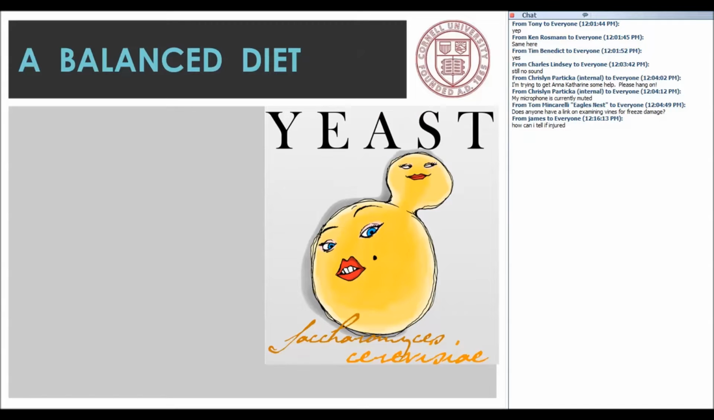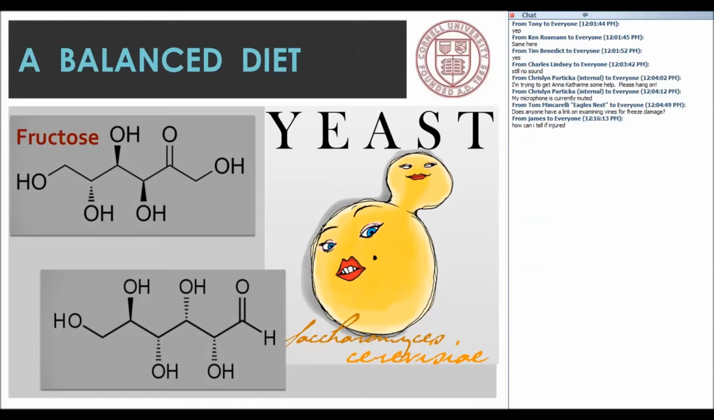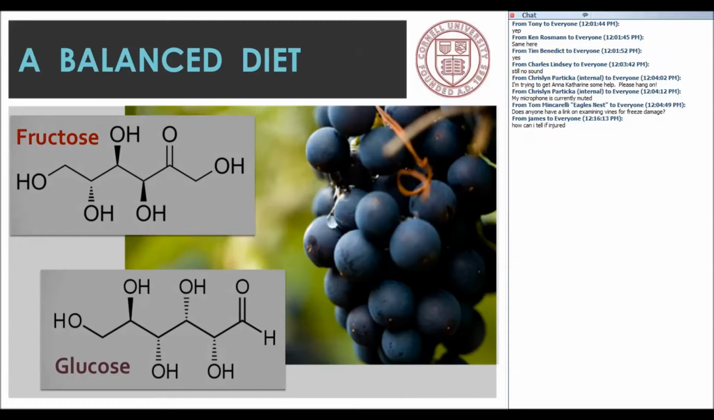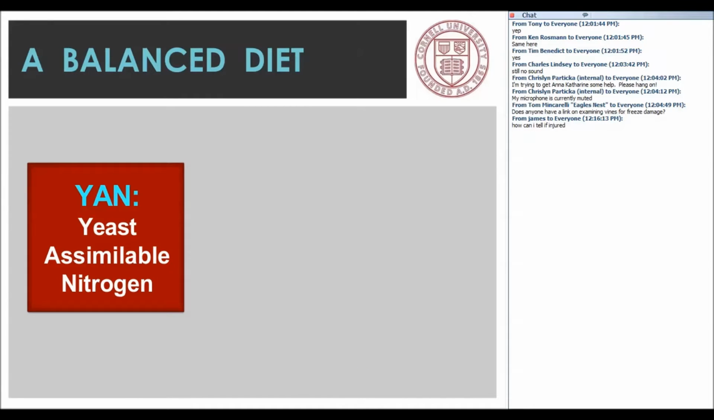You all are aware, if you are winemakers, and I'm sure most of you are, that we need to feed our yeast a balanced diet. And we tend to think a lot about these two nutrients that the yeast needs, the fructose and the glucose, those sugars that it converts into the alcohol that we desire. But we don't as often think about the other things that we need, namely YAN, the yeast assimilable nitrogen that the yeast also needs in order to metabolize those sugars and kick out the ethanol that we're looking for.